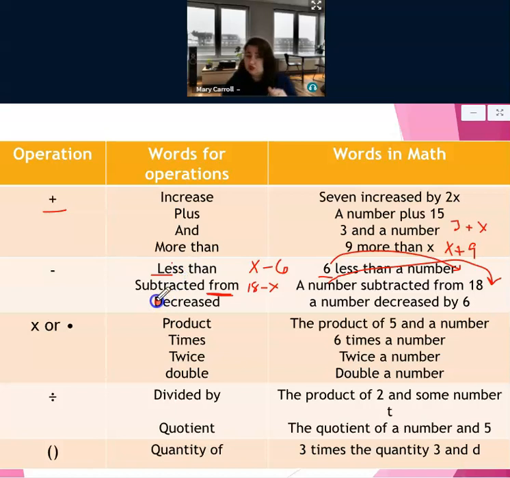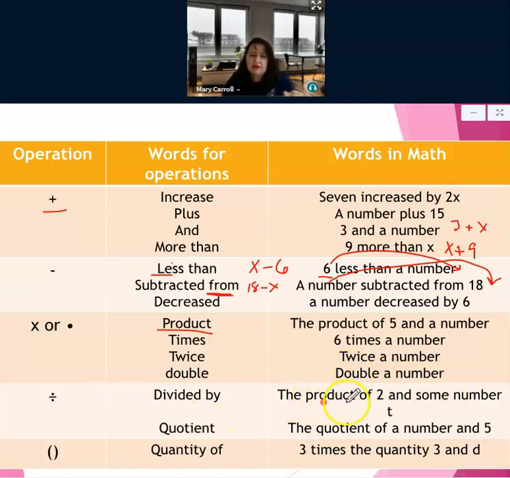because that's usually where most students make an issue. All right, so when we're talking about multiplication, product is a term I do need you to memorize if you don't already know it. That does mean multiplication. So the product of 5 and a number means 5 times the number, or 5x. Times is 6 times a number. Twice is 2 times a number. Double is also 2 times a number. Hopefully you know what twice and double mean, okay?